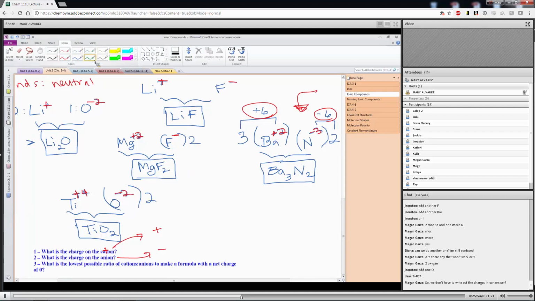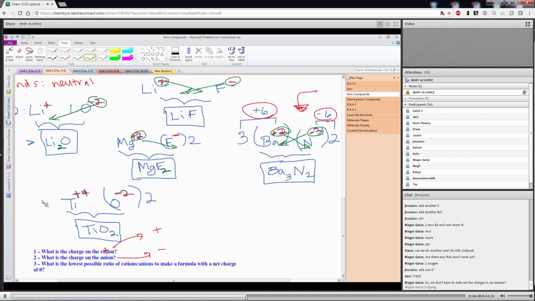Additionally, sometimes this works and sometimes it doesn't, but here's another idea. Sometimes you could take the charge of each of these and put them as subscripts to the other side. So this was 1 plus 1 minus, so they're invisible ones, because if there's not a number there, you know it means 1, which is how you could take this 2 and put it on the lithium here. You could take this 2 and put it on the fluorine here. And that's how you can get that nitrogen needs 2 and barium has 3.